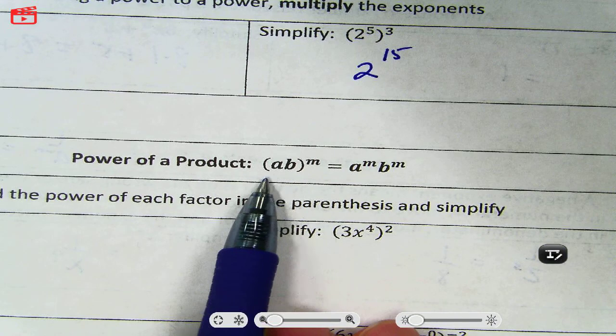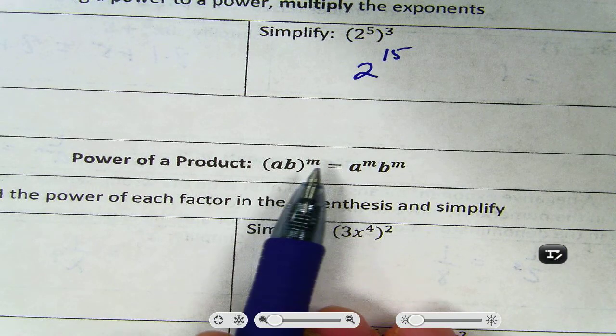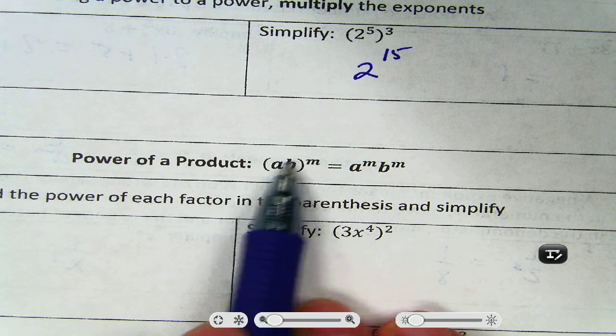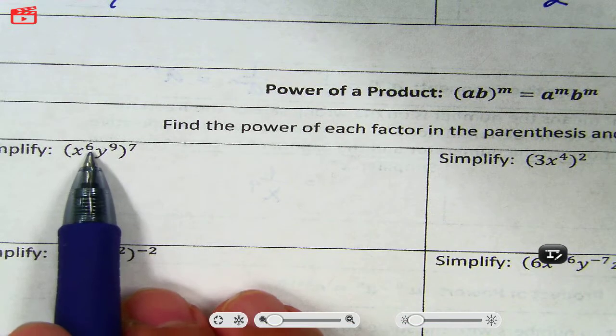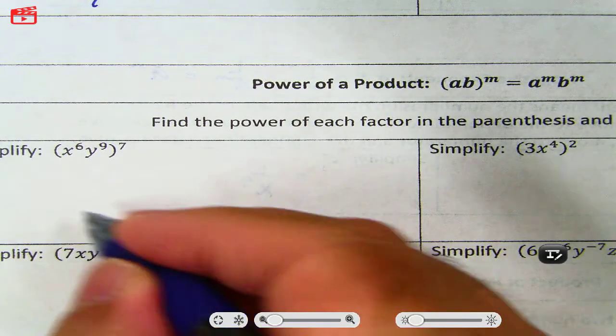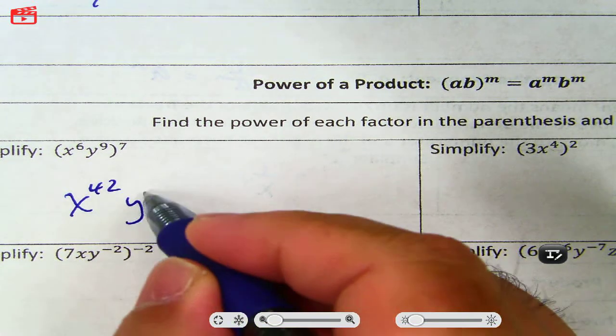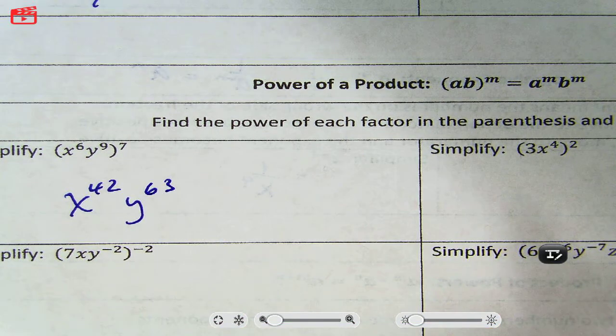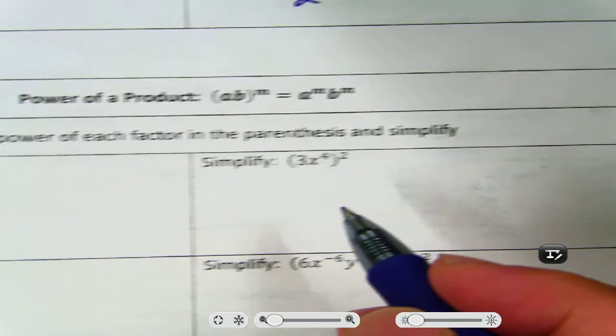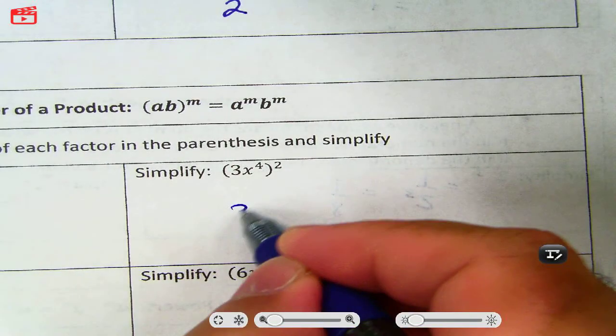If you have multiple things inside, you're going to distribute that exponent. So here, you're going to take the 6 and 7, you're going to multiply that. So it'll be x to the 42, and y, multiply the 9 and the 7 to the 63. That's it.